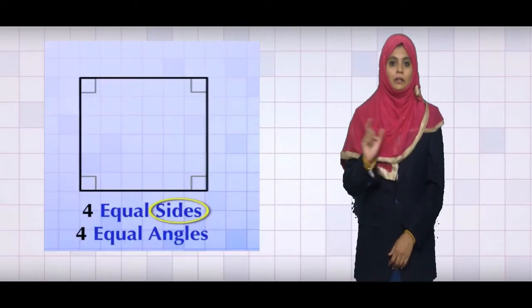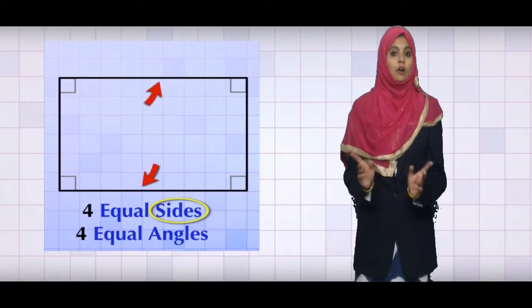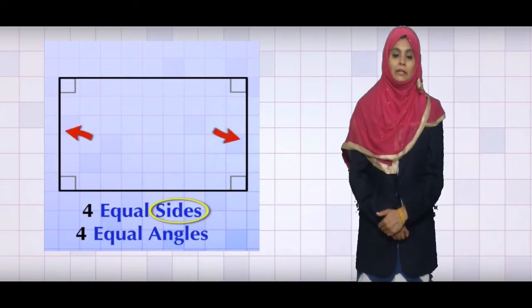Now we are going to make some changes to the square to see the other kinds of quadrilaterals. The 2 things we are going to change are sides and angles. Let's start by changing the sides. Stretch a square in one direction so that one pair of parallel sides is not equal to the other pair of parallel sides, and this is called a rectangle.